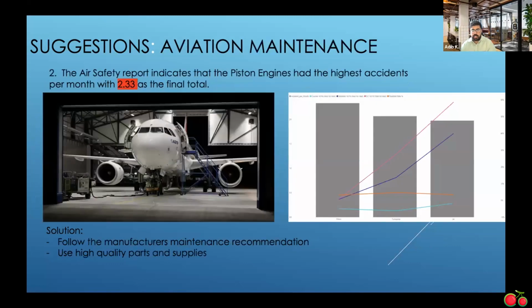And another suggestion is to improve aviation maintenance. The air safety report indicates that the piston engine had the highest accidents with 2.33 as its final total. And take a look at the chart. You can see that the piston engine is far higher than the turboprop and jet.